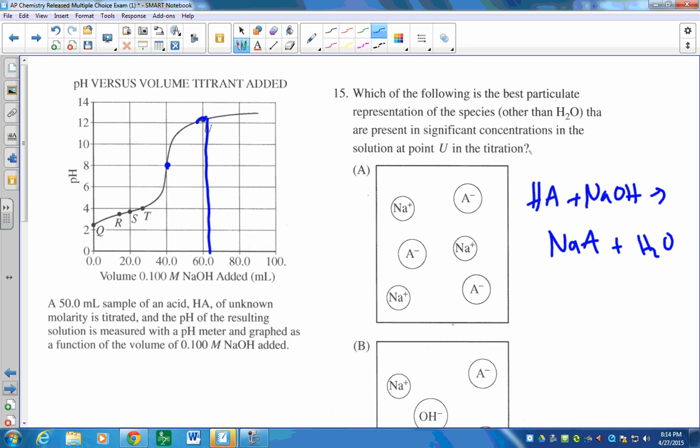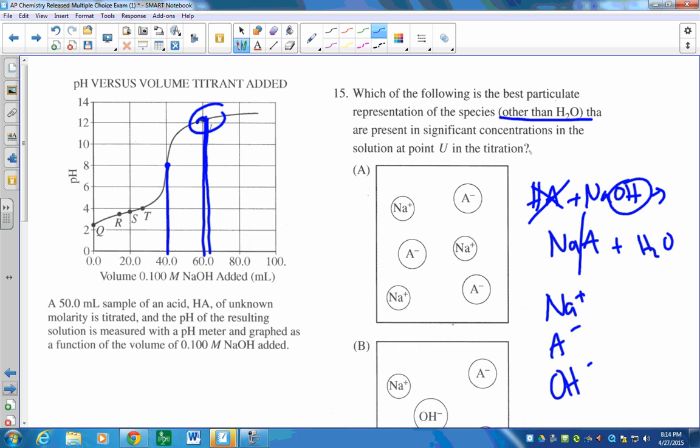And on this side, you have an excess of base, meaning the equivalence point was 40. So you have 20 mils of unreacted base because all of the acid is gone. So you have to pick one. This is gone. You have to pick one that has Na plus, A minus, and then OH minus floating around. No water because it said to other than water.